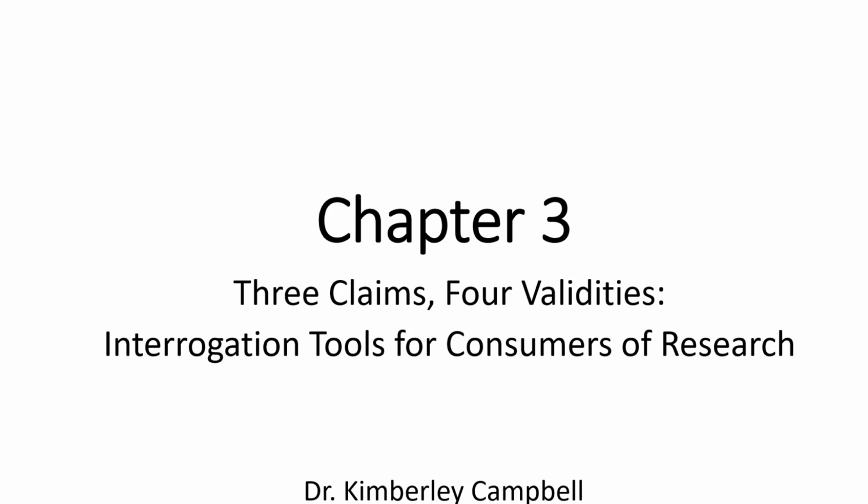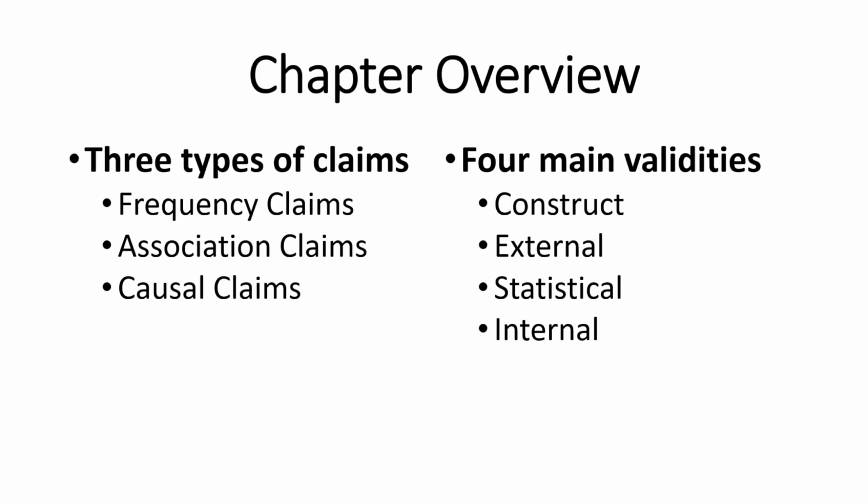Today we're going to start on Chapter 3. We're going to look at 3 claims and 4 validities, interrogation tools for consumers of research. And so for our broad overview here, we're going to be looking at 3 basic types of claims, so frequency claims, association claims, and causal claims.